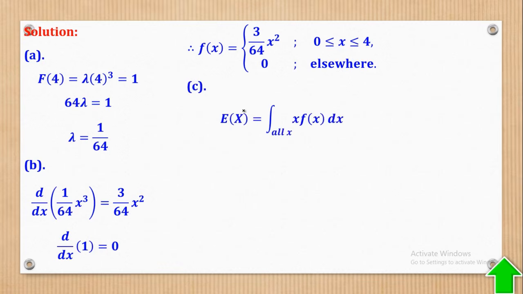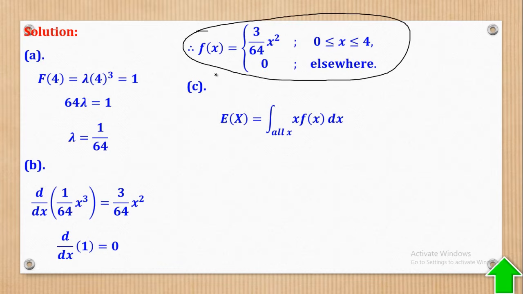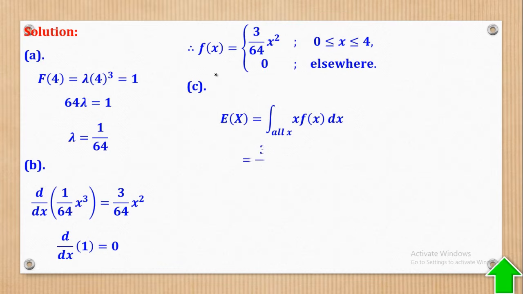Now we shall go to part C. So for part C, they wanted E(X). So expectation of X cannot be got when you still have a CDF. If you are given a CDF and they ask for expectation, then you have to first change the CDF to a PDF by differentiating. Then it is the PDF which you will use to calculate the expectation. So in this case, we have got this PDF, and that's what we are going to use to calculate the expectation.